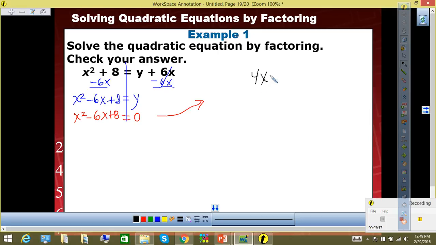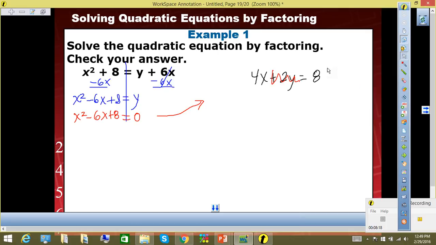Remember back when we barely started with two variable equations, I gave you stuff like this, 4x plus 2y equals 8. And then I said, let's use the cover-up method. Who remembers that? Cover-up method, right? So check this out. If I was to cover up the y, what do I have left? 4x equals 8, and I solve.